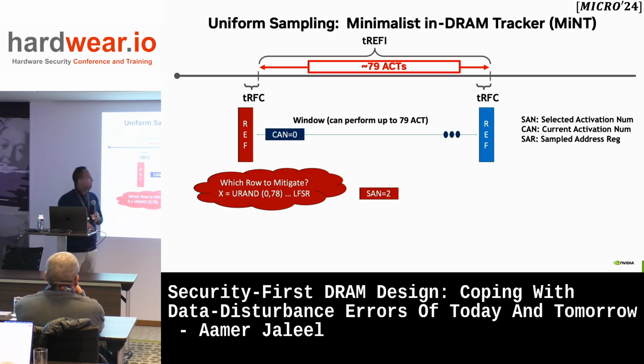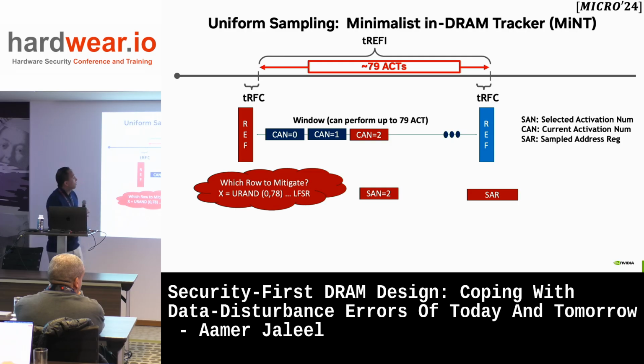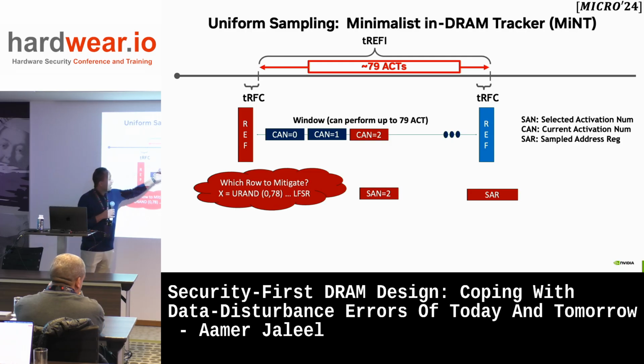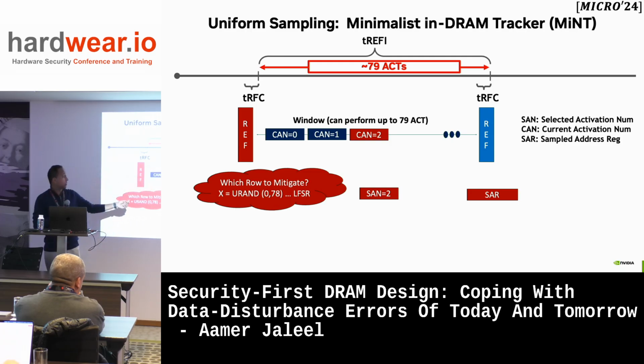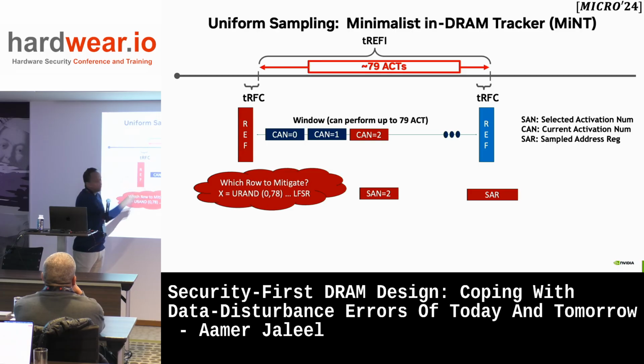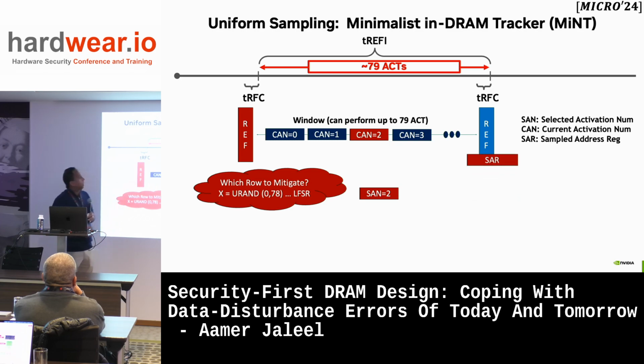And then each time we get an activation, we'll have a counter that increments up. When the activation counter matches what we had selected as the random activation to choose, we'll store that address into a register called the selected activation register. And then we'll keep on going. When we get to the end of the tREFI and we're going to refresh, we'll consult the register. If there's an address in there, we'll go ahead and mitigate that.